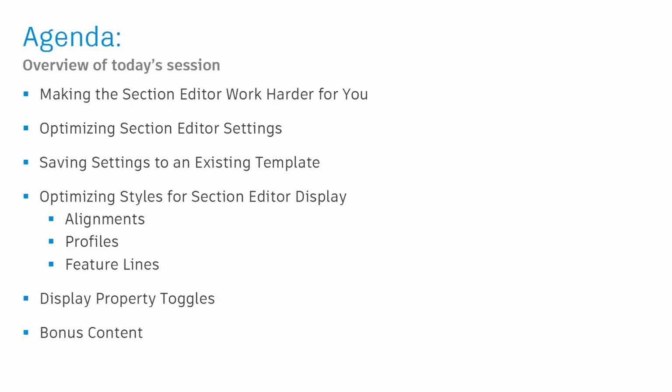We also looked at how we could optimize the object styles within Civil 3D so we could predictably display alignments and profiles and feature lines and things like that within the section editor. And then I showed you how you could adjust the display toggles in the section editor to have granular control over those individual items.